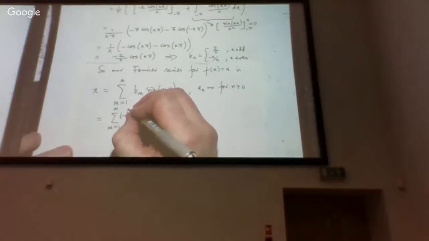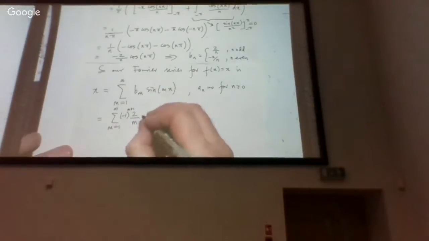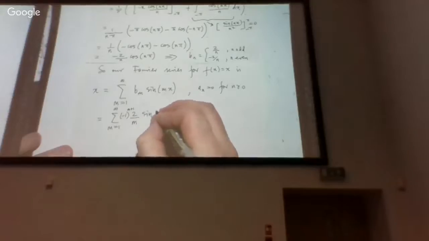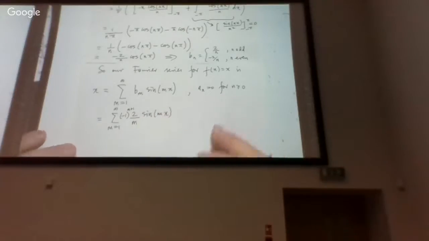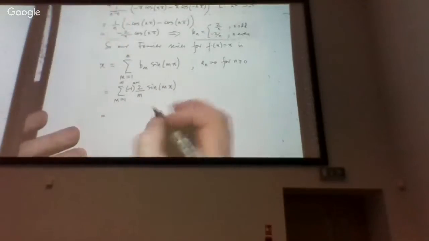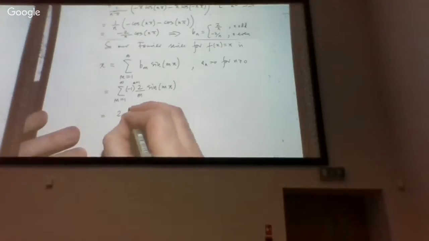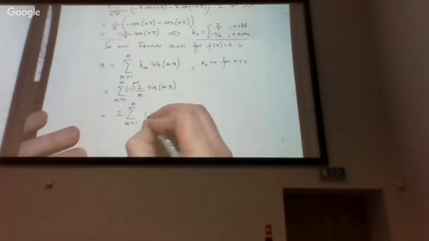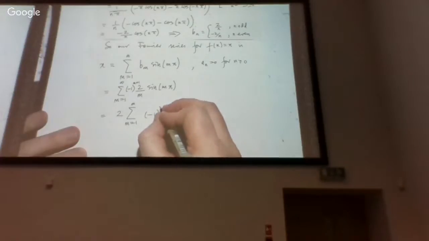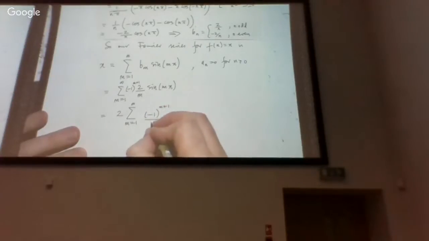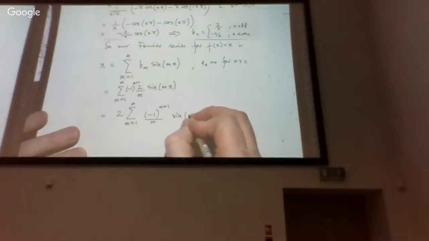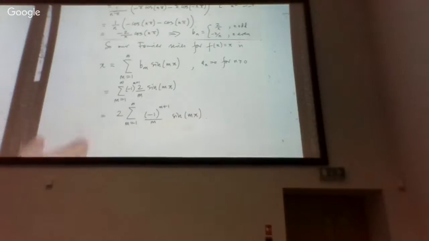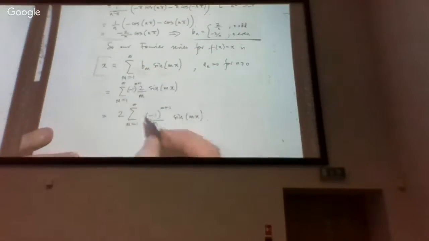So if we use minus 1 to the m plus 1, and sine of mx, or you can take the 2 outside, it's 2 times the sum from m equals 1 to infinity of minus 1 to the m plus 1 over m, multiplied by sine of mx. Okay, so this is the Fourier series for the function x.